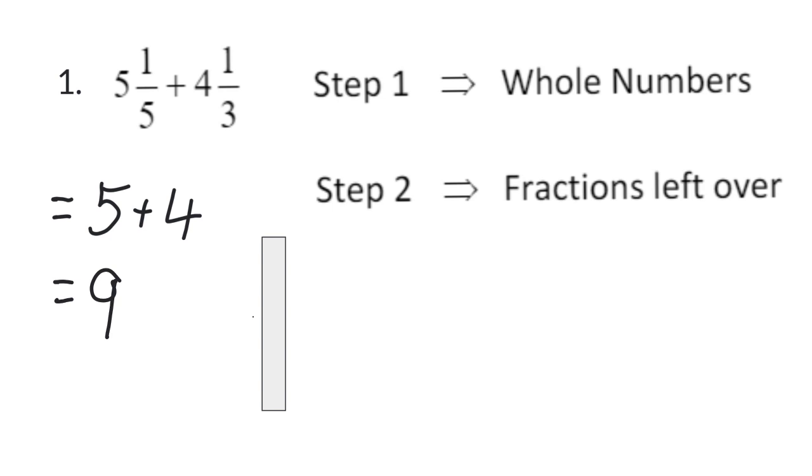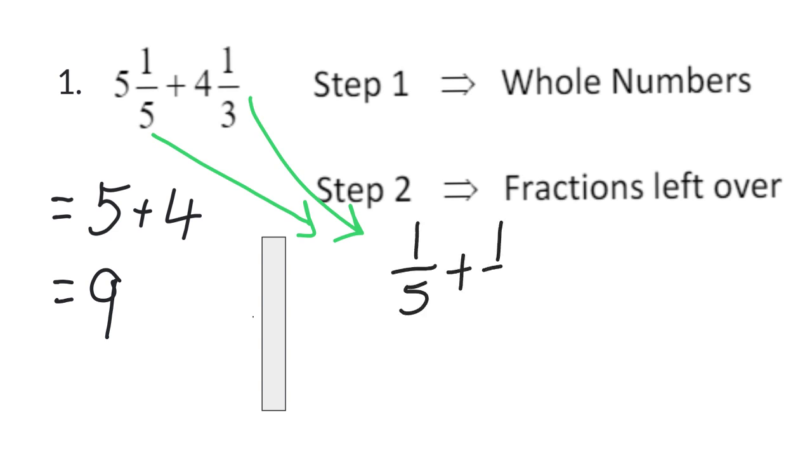Next step, we need to take these fractions and move them over here. So we're effectively just dropping the fractions into this area, and what we have is 1/5 plus 1/3. Based on the last video's work, it's quite clear that we need to make common denominators to allow us to add these fractions. So let's make the common denominator first.